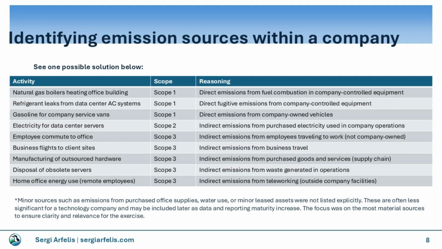Here, you see a table that breaks down the main activities of the company and classifies each one according to the relevant GHG protocol scope, along with the reasoning behind each classification. This exercise demonstrates how a structured approach helps you build a clear and relevant emissions inventory. By focusing first on the most material sources, you ensure your efforts are targeted where they matter most. This is the foundation for effective carbon management and for setting meaningful reduction targets in your company.